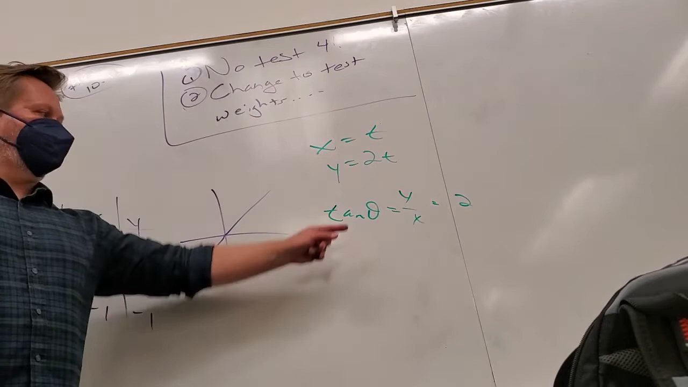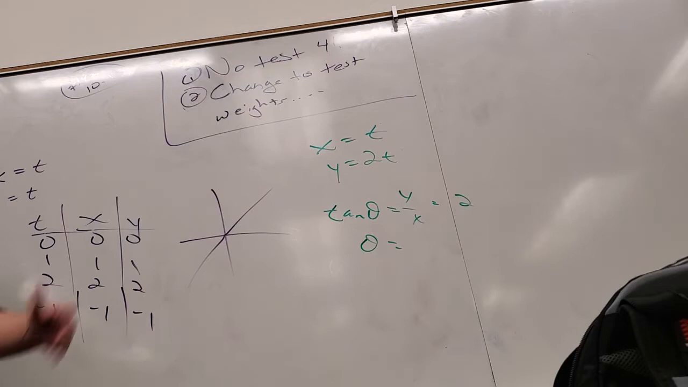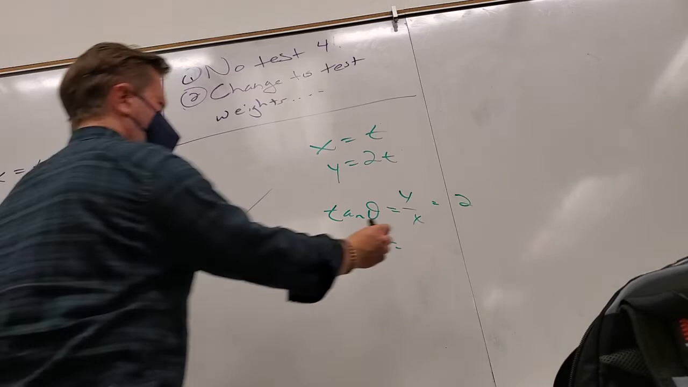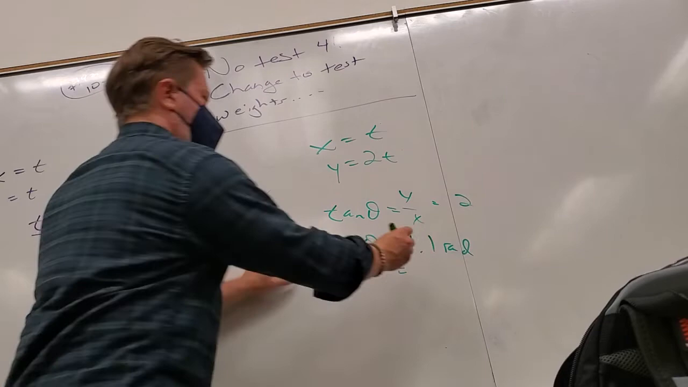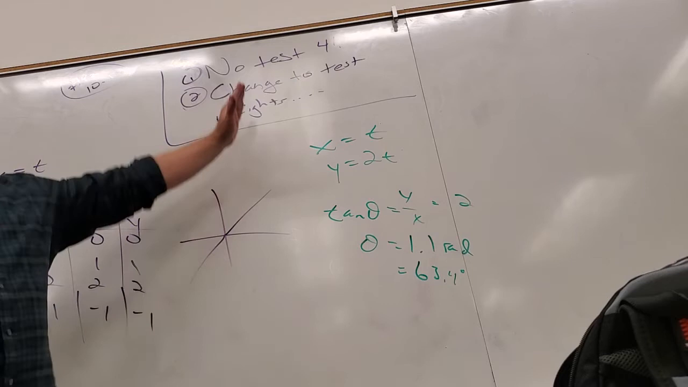And how do you figure out what the angle is? Inverse tangent of 2. What's the inverse tangent of 2? Radians or degrees, I don't care. Just make sure you know which one it is. 1.1 radians, roughly. What is that in degrees? 63.4. Which makes sense, because if y is increasing faster, won't the slope be larger? Y is getting bigger quicker, so it's going up faster than it's going over.